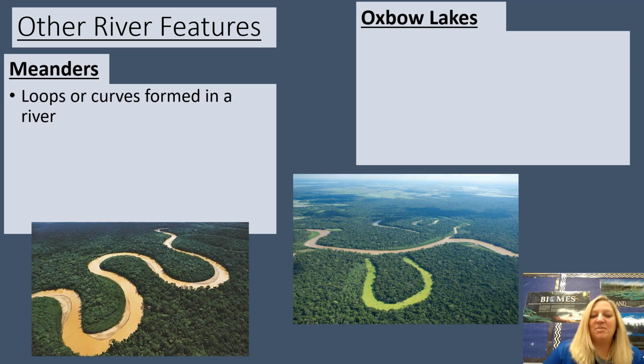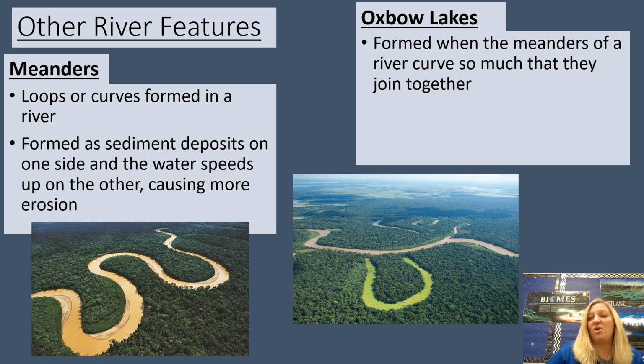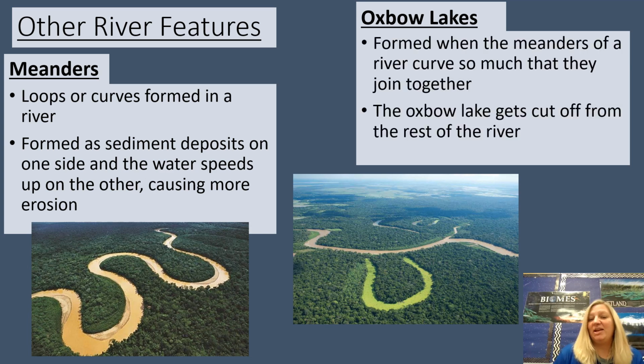Okay, so you can see in the pictures where meanders curve, and sometimes meanders will curve so much that those curves connect and they form what's called an oxbow lake. Okay, so the oxbow lake is the picture on the right, where the oxbow lake actually gets cut off from the rest of the river. So the river parts join up and the lake gets cut off from the rest of the river.